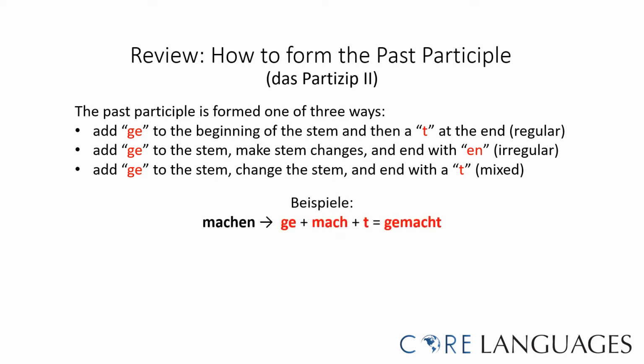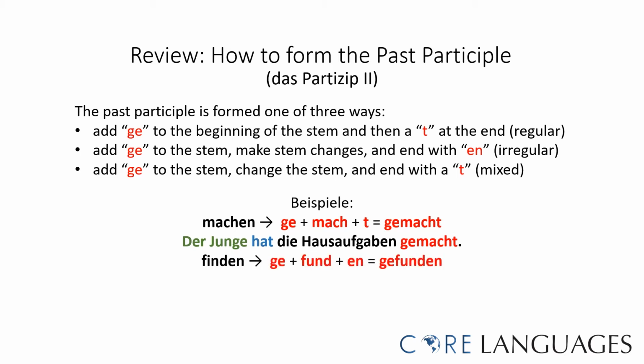Zum Beispiel, machen. Machen is a regular verb. We add ge and we add t. The stem doesn't change. The participle is gemacht. Der Junge hat die Hausaufgaben gemacht. The boy has done the homework.